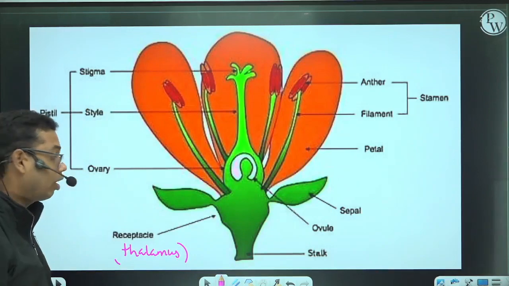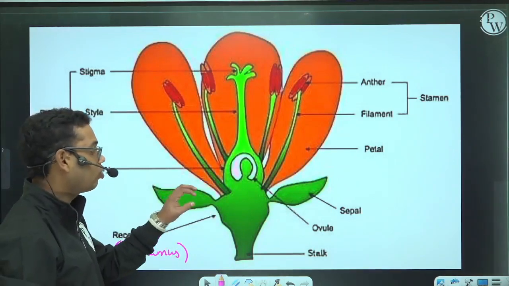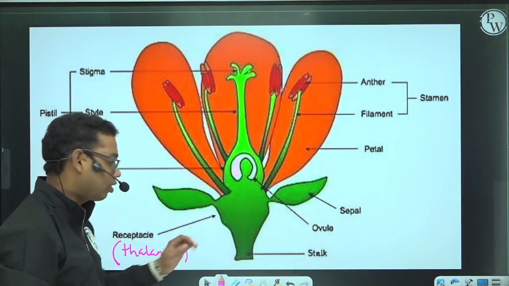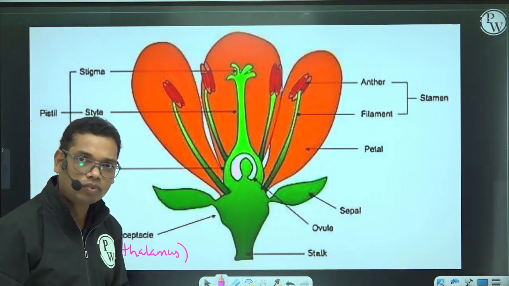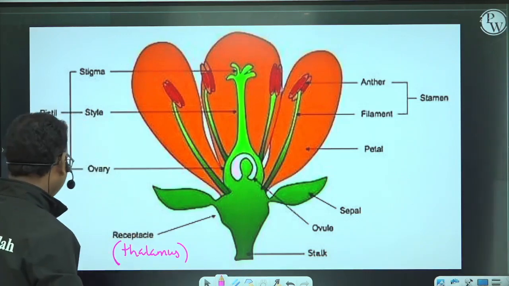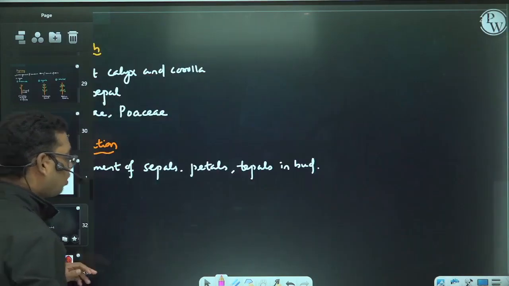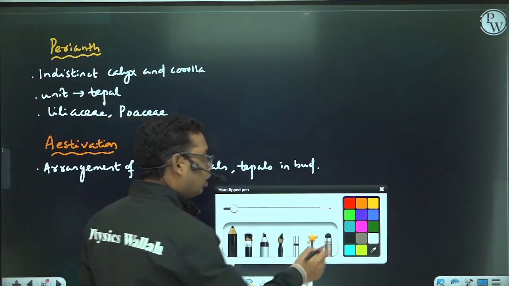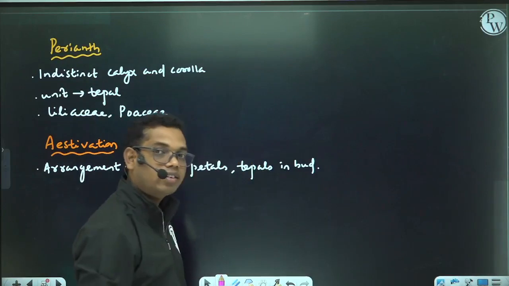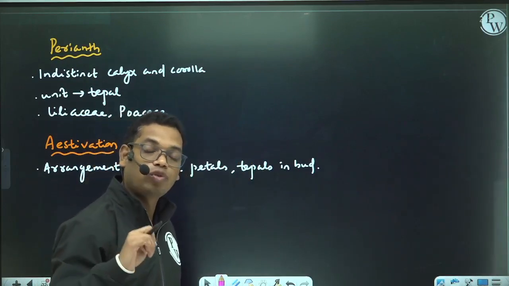They form the gynoecium, and different types of floral leaves are arranged on the receptacle, that is the thalamus. Okay, so these are the different parts of a flower. Let us try to understand all these parts one by one. As I have told you, the non-essential floral whorls are calyx and corolla. Calyx is the outermost floral whorl, corolla is the inner floral whorl.